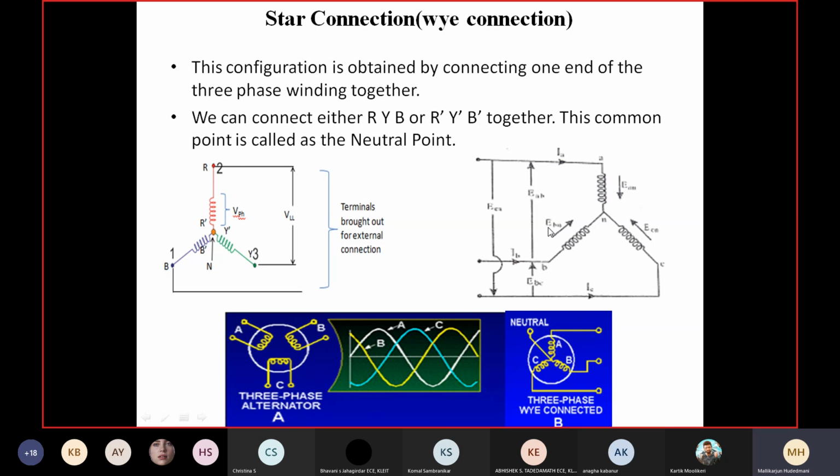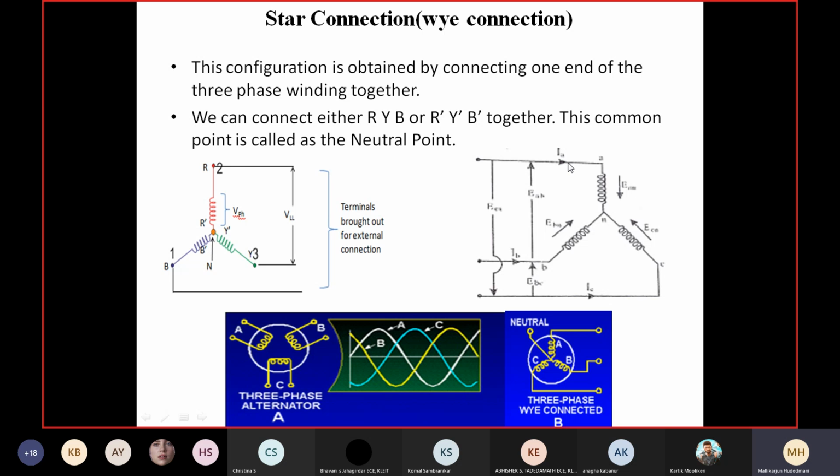EBN, the induced voltage in B group with the neutral. What is the voltage induced in this third group? ECN. What I am mentioning here, the induced voltage in this phase, I am writing in general with respect to group 1, group 2, group 3 using the ABC relation. EAN is the phase voltage of A, EBN the phase voltage of B, ECN the phase voltage of phase 3 or C.